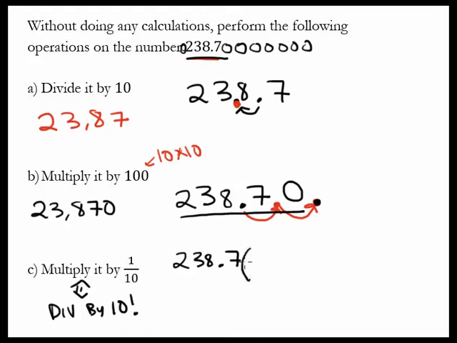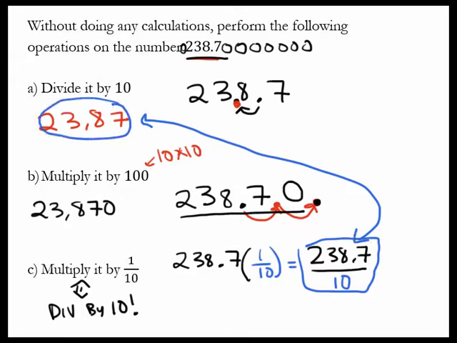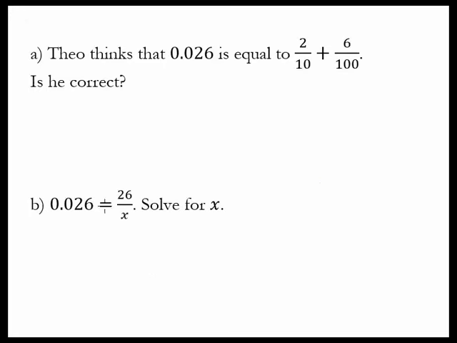If I multiply this number by 1/10, it's the same as taking this number, 238.7, and dividing it by 10, right? We can multiply across or however you want to reason about it. And this problem we've already done. We already know the answer, right? So that's the answer. This is the same answer, 23.87. Okay, that's great. Let's do one more.